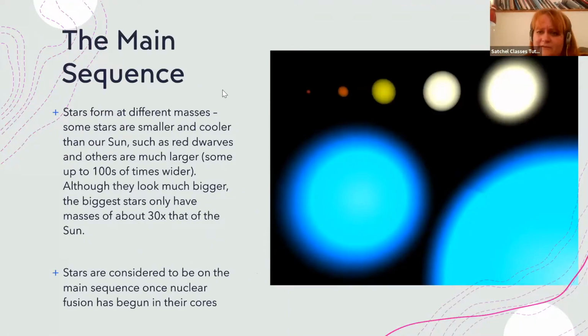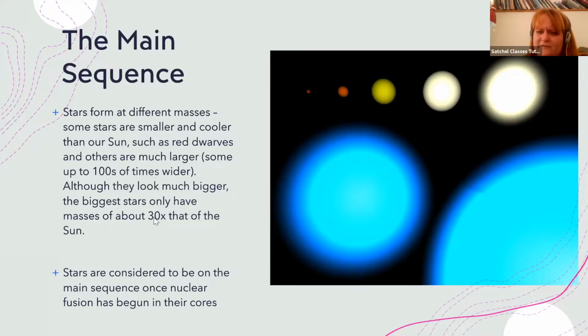So they can form at different masses. Within the nebula, you can get different masses of stars forming. Some are smaller and cooler than our sun, so we've got these little red dwarfs here, which I remember from the Hertzsprung-Russell diagram. Some just form very small, and some are much larger. Some of the stars in the sky look much bigger, but there's a limit on how big a star can be.